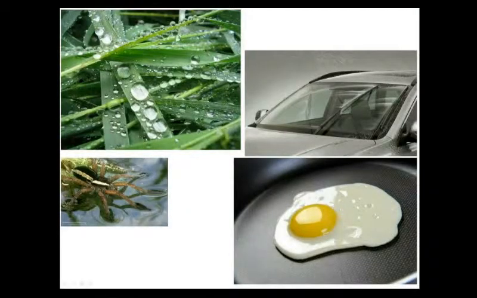There are many examples of both hydrophobic and superhydrophobic objects, both in nature and synthetically made. So let's look at a few of those now.